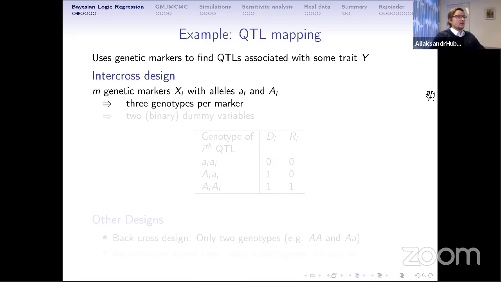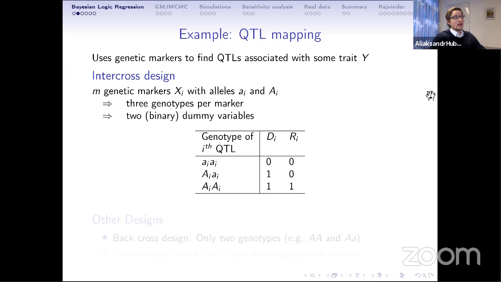A natural example of logic regression is QTL mapping, where we consider genetic markers to be associated with some trait of interest y, and consider that we have n genetic markers xi, which are defined by the combination of recessive and dominant alleles. Then we have three different options to define each marker. We can have a combination of two recessive, two dominant, and a recessive and a dominant allele, which means that we need to define two dummy variables to describe each individual marker uniquely. And then we can build logic regressions based on those dummy variables.